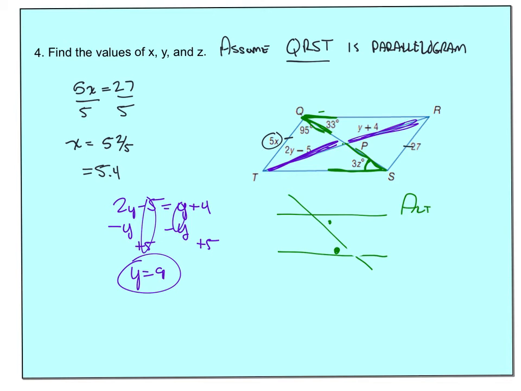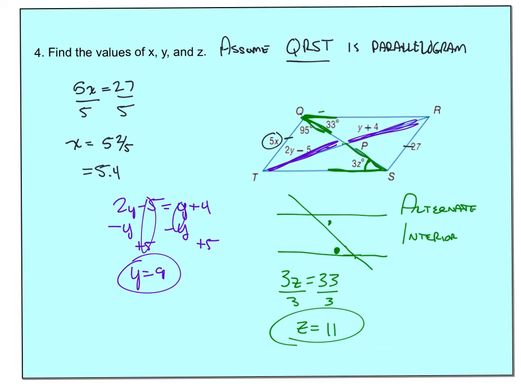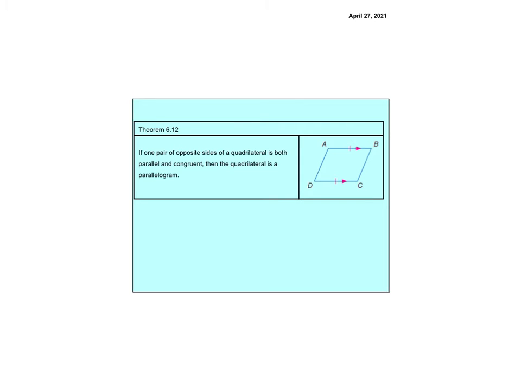Those are alternate interior angles. Okay, so that makes that one here and that one here. So 3z equals 33. So 3. That's a nice review from unit, I believe that's unit 2. So being able to recognize that is important. Okay, so now let's look. So final piece here.